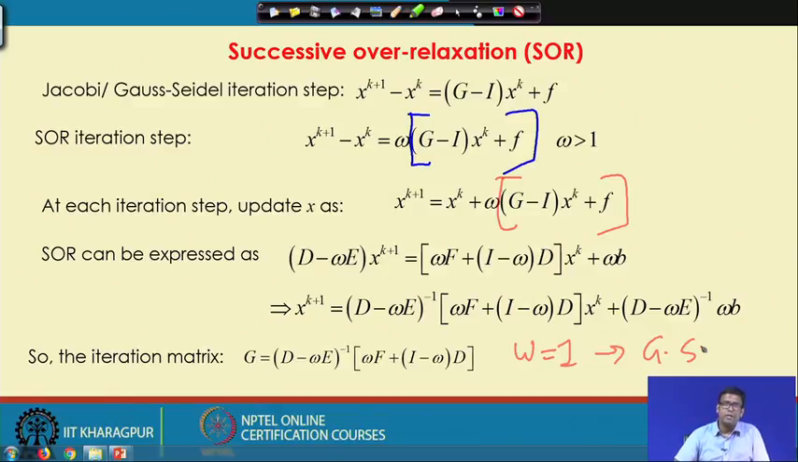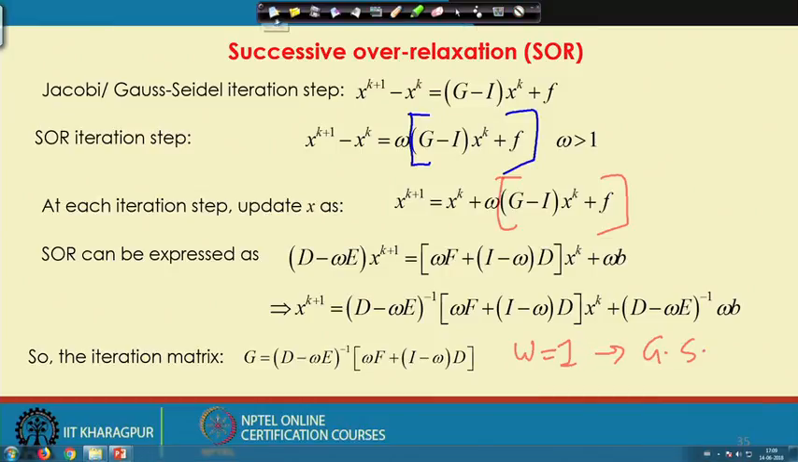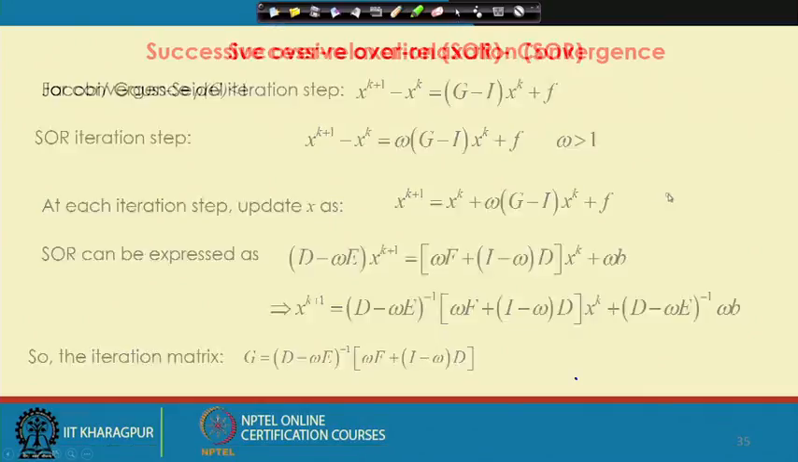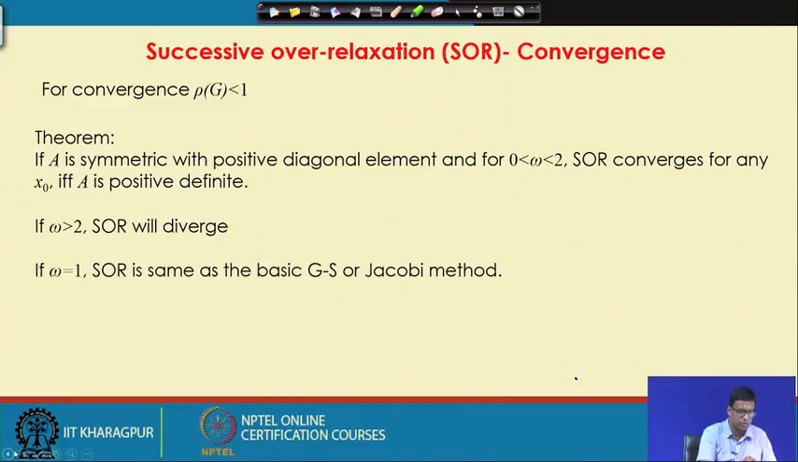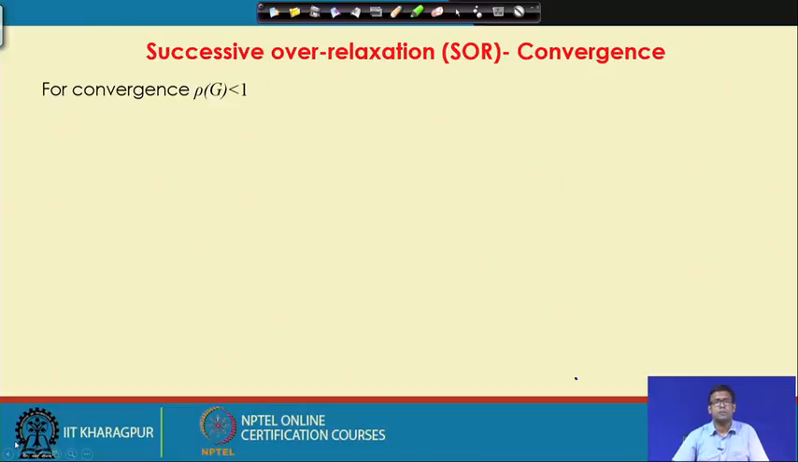So, at omega equal to 1 it is Gauss-Seidel, omega less than 1 it is under relaxation, the solution becomes slower. So, omega must be greater than 1, what should be the right value of omega for which we will get convergence? For convergence we need the spectral radius of G less than 1.